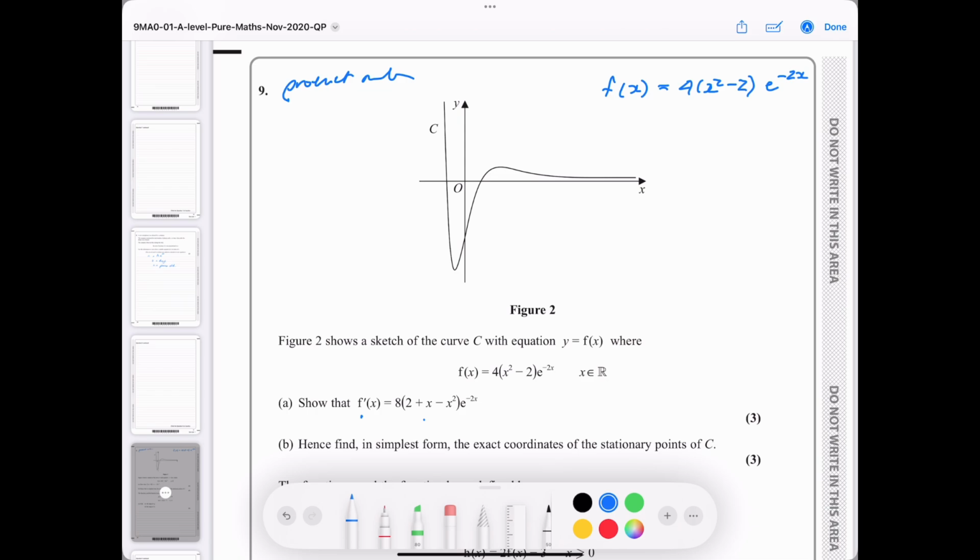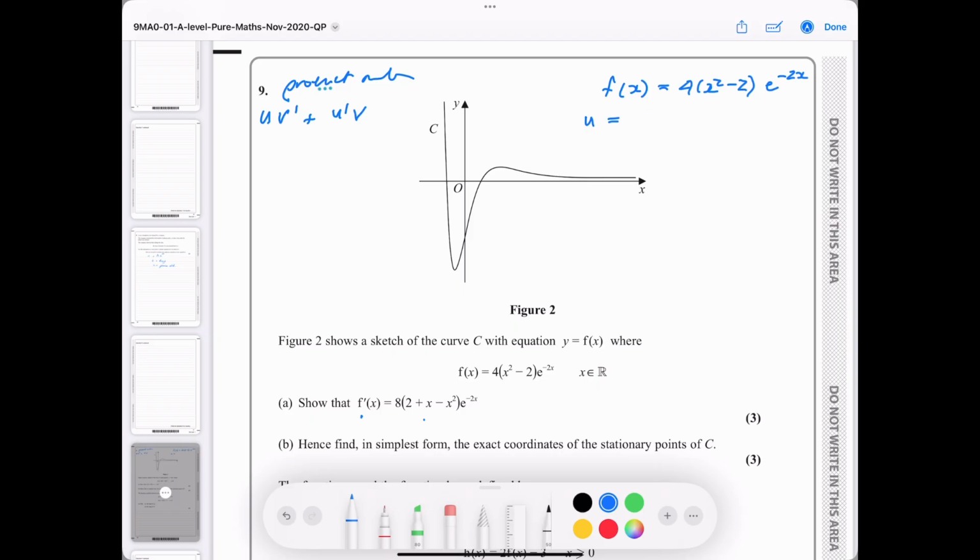It is product rule, here we go. It is that f(x), so let's just do uv' plus u'v. Okay, so what we're going to do is call u equals, let's just make it 4, is that 2?